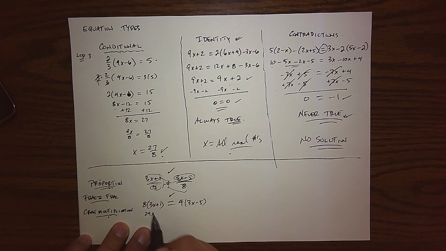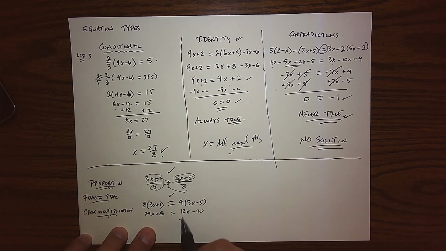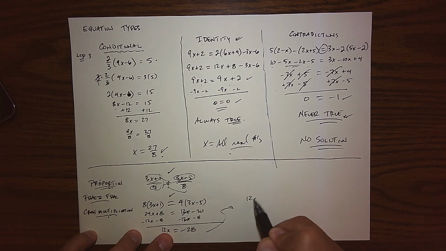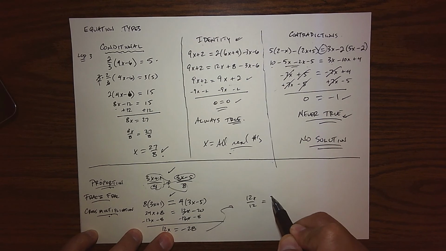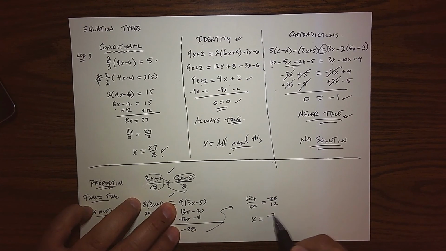Doing a distribution, we get 24x plus 8. On this side, doing a distribution, we get 12x minus 20. We can subtract 12x from both sides. We can subtract 8 from both sides, right? And we end up with 12x equals negative 28. Alrighty. And then to solve what's left, let me bring it over here. I would divide both sides by 12. Alright, and the 12s cancel out, and we're left with negative 28 over 12.